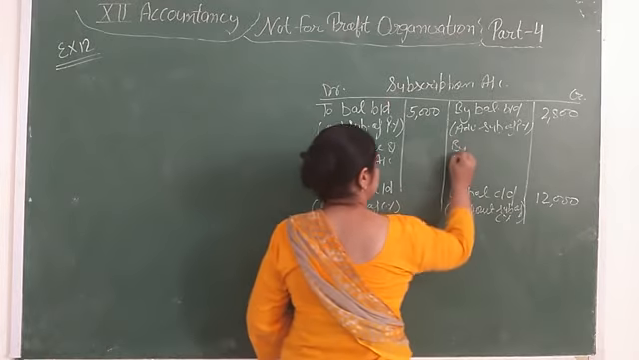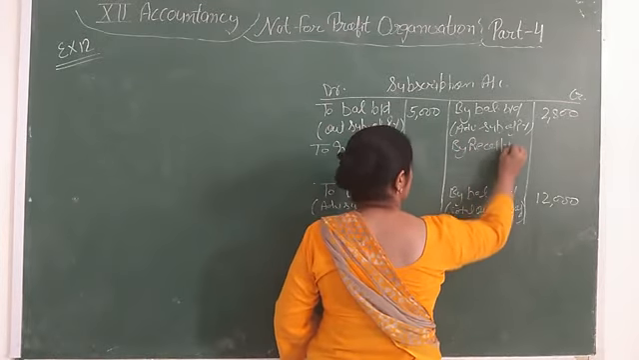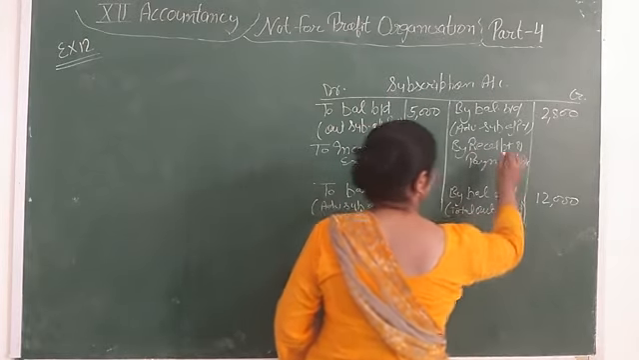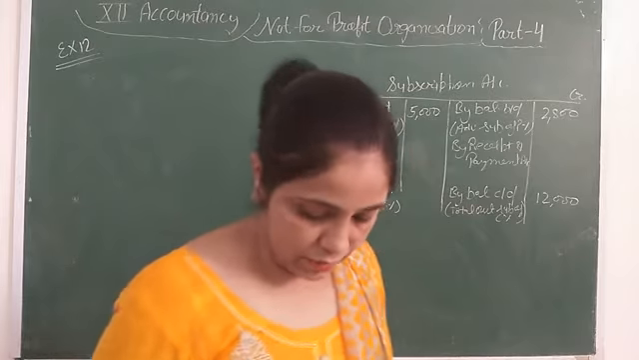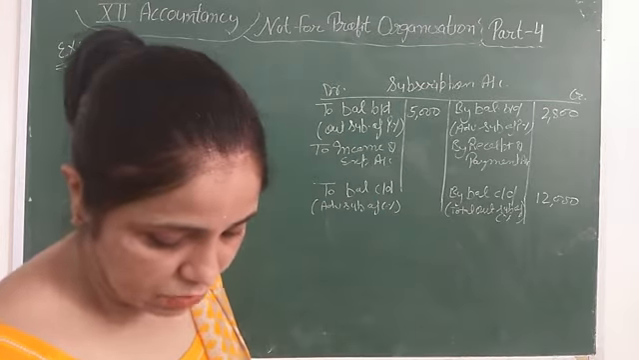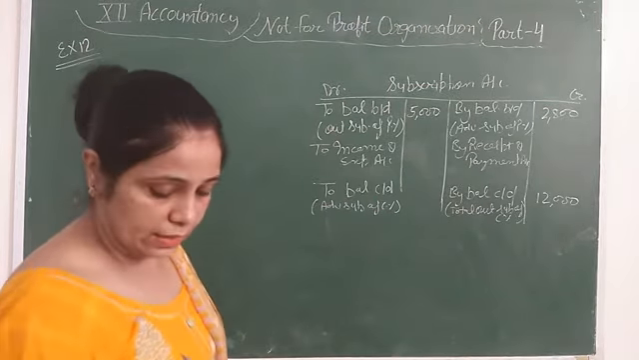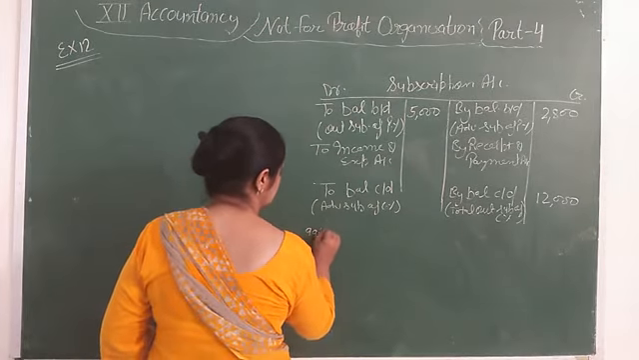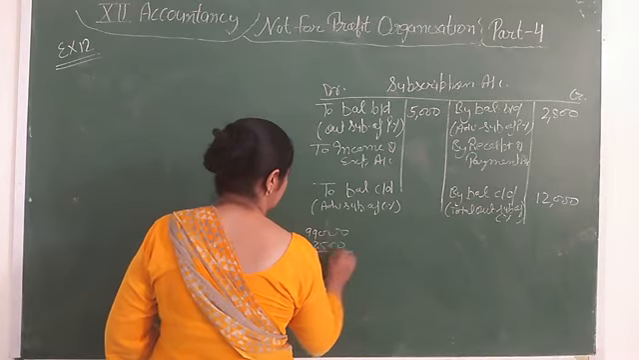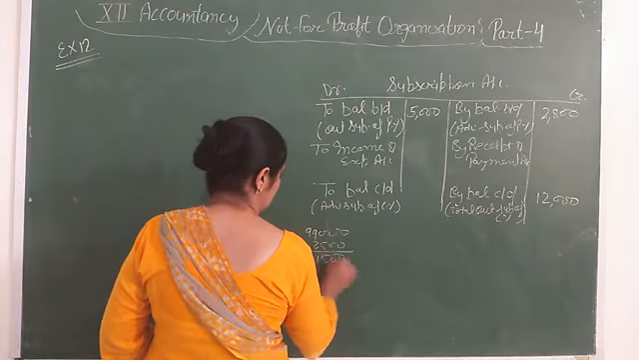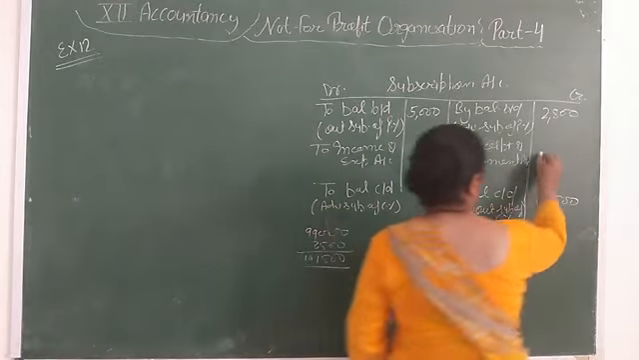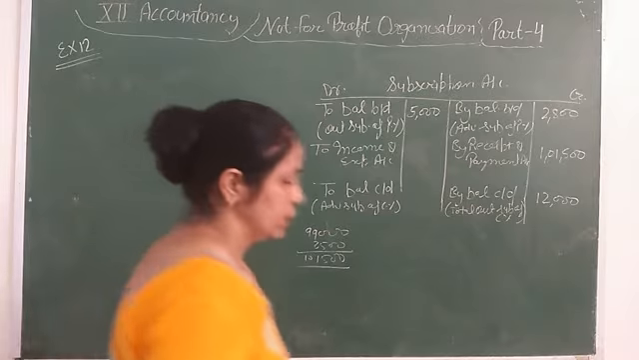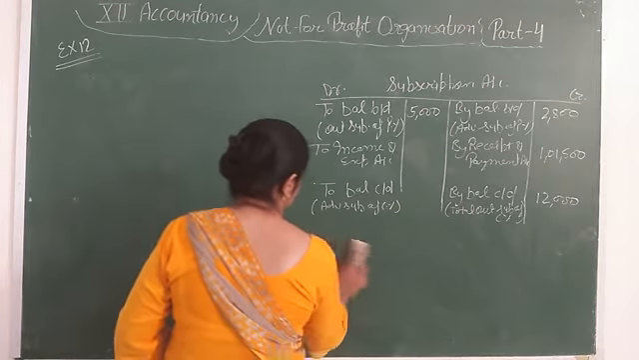And here, the total subscription we have received by the receipt and payment account is given to you: 3,000, 96,000 and 2,500. Total, it's 99,000 plus 2,500. It will come 1,01,500. That we will write on the credit side, as per the receipt and payment account.